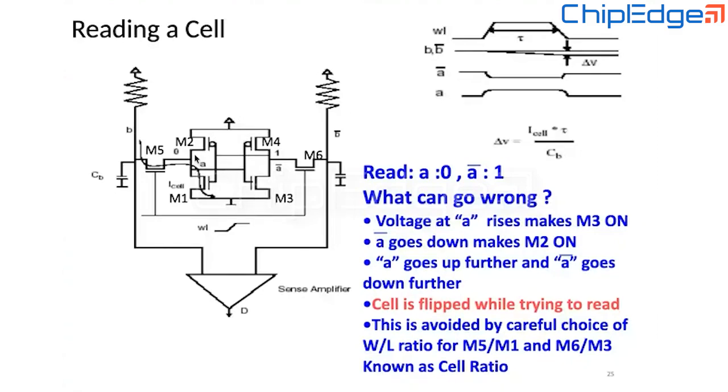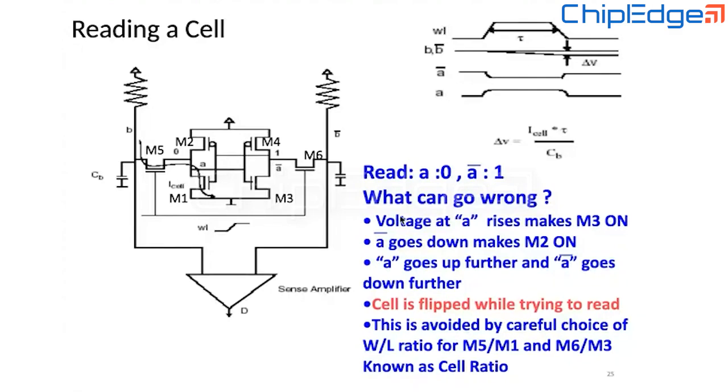It starts to rise. This inverter sees, oh, my input is rising, so now I have a 1 here. So this A bar goes down. Now this is connected here, right? This M2 and M1 are connected to A bar. So when A bar goes down, they think that instead of 1, we are having 0 as an input. So they also become 1 at the output. So in the worst case, the cell can actually flip, which is what needs to be avoided by carefully designing the sizing of these 6T SRAM cell.